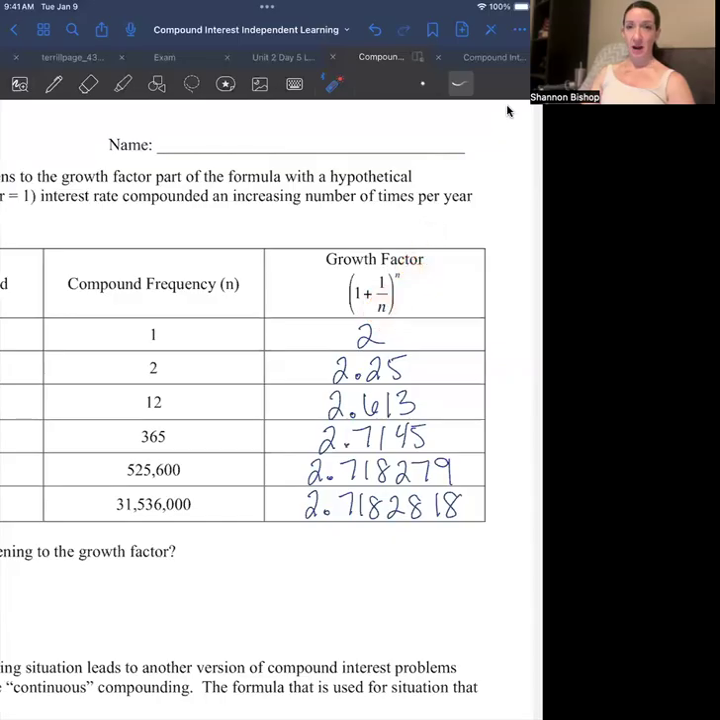So let's think about what happens in the mathematics here. If you take 1 divided by a huge number, what are you going to get? What is one cookie shared with 30 million people? How much cookie does everyone get?